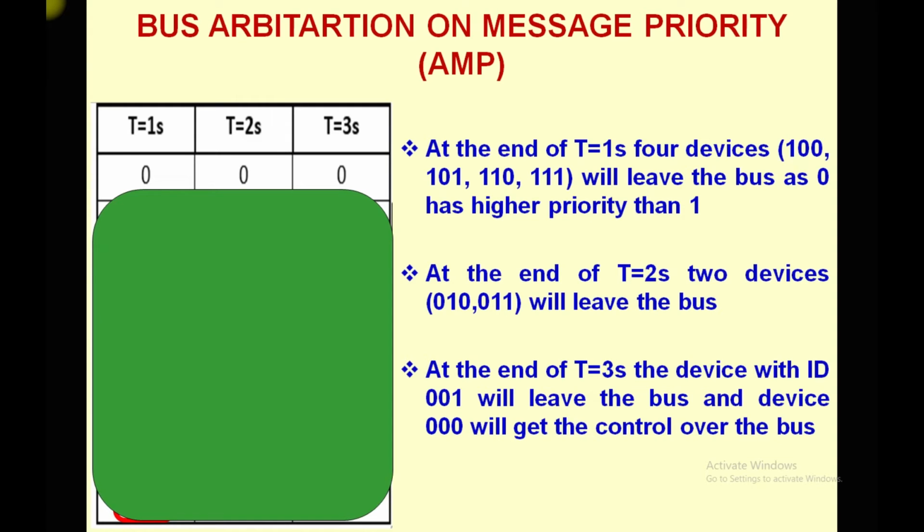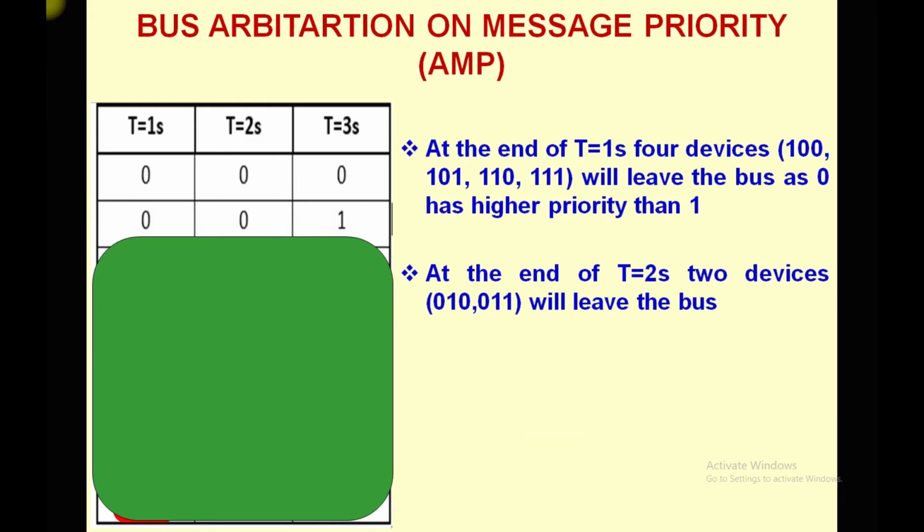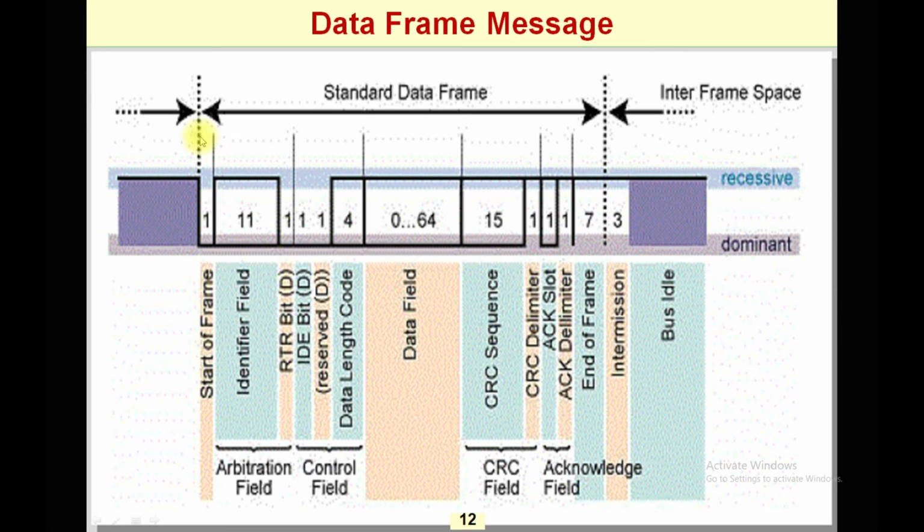Similar to this 3 bit, all the 11 bits will get processed similarly. At the end of the 11th bit, in the worst case 2048 nodes are competing for a single bus simultaneously, means at the end of the 11th bit in the identifier field, 2047 nodes will leave the bus because all the 2047 nodes will send 1 and receive back 0.